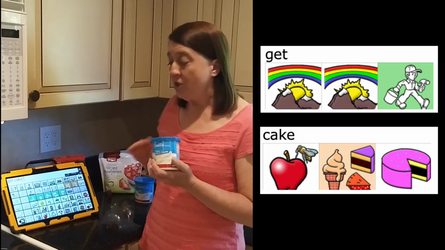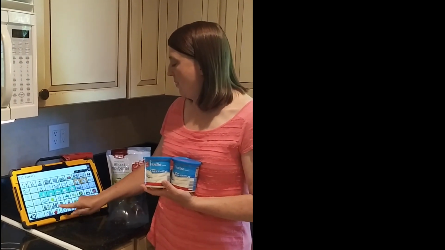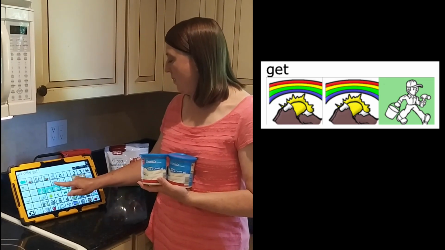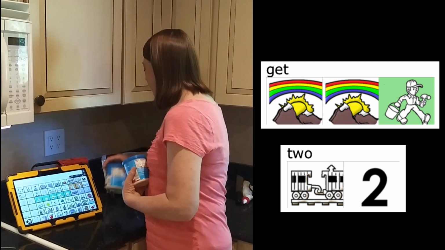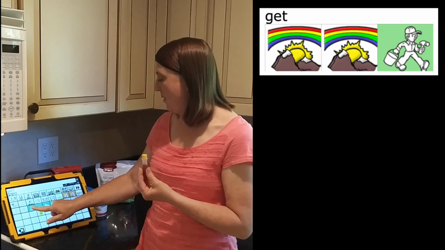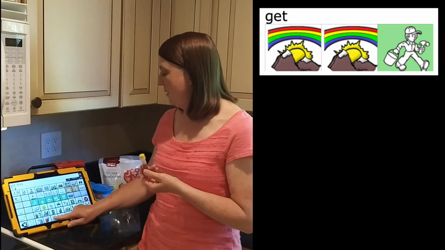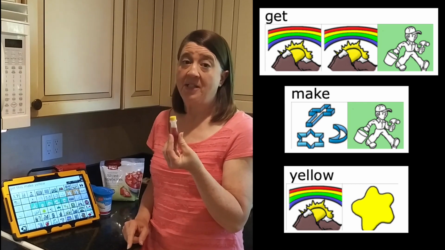I had to get 2 containers of frosting, and you need something white. Get 2. You need to get some yellow food coloring to make our spaghetti, which is yellow. Get this yellow food coloring to make some frosting yellow for the spaghetti.